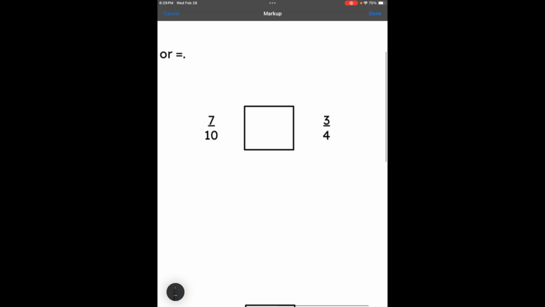So looking at 7/10, again, can't multiply 10 by anything or 4 by anything to equal each other. So we got to create common denominators still. And we're going to do that by multiplying the denominators by each other. Copy and paste those rules. Whatever you do to the bottom, you got to do to the top. And then you can find your equivalent fractions. And you can quickly tell which one is greater.